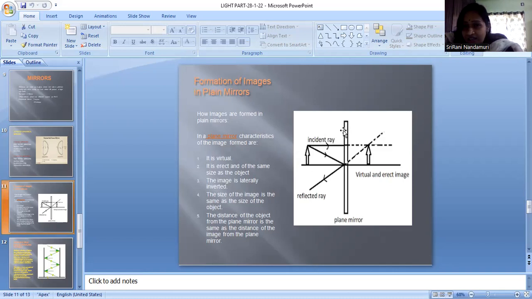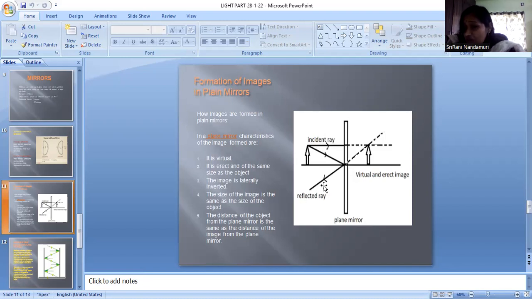By now, you know what the incident ray is and what the reflected ray is. What is the incident ray, children? The ray which comes and strikes the object is called the incident ray. Suppose this is the object we have taken, a plane mirror. This is the incident ray coming and striking the object, and this ray has to be reflected.